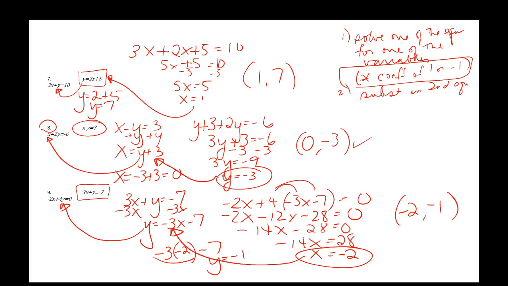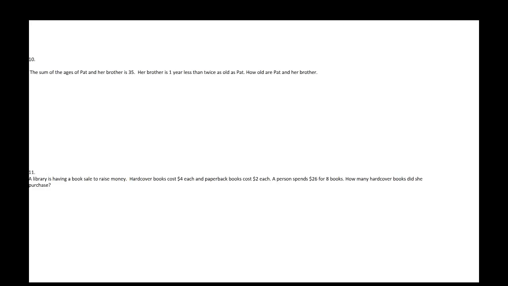Let's check it out. Negative 6 minus 1 is negative 7. Negative 4. I'm sorry, 4 minus 4 is 0. That works. Right? So that was using substitution. Let's try 2 of these word problems. The sum of the ages of Pat and her brother is 35. Her brother is 1 year less than twice as old as Pat. How old are Pat and her brother?